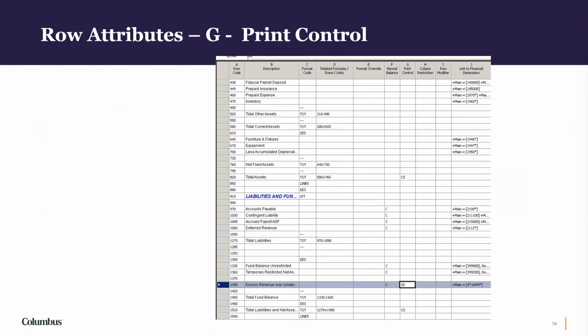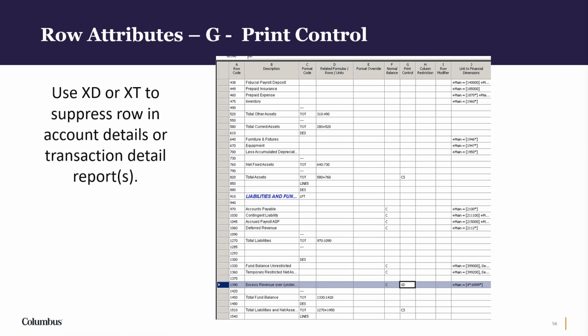Sometimes in reports, you want to provide users with account or transaction level information. However, there may be a value on a report that you want to suppress the drill down feature. By using the XD or XT print control attribute, you make a row undrillable. XD will disable the account detail and XT will disable the transaction detail report.